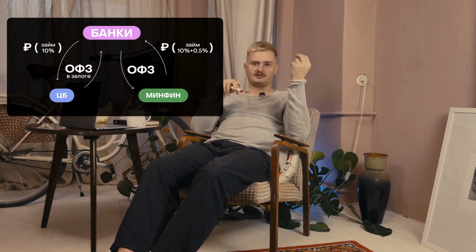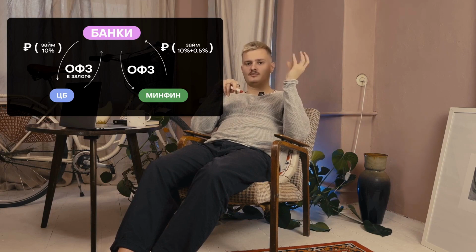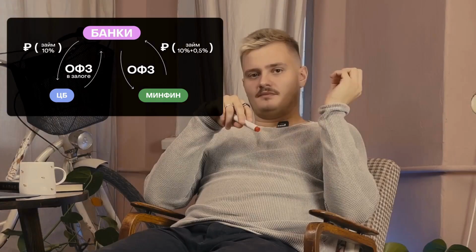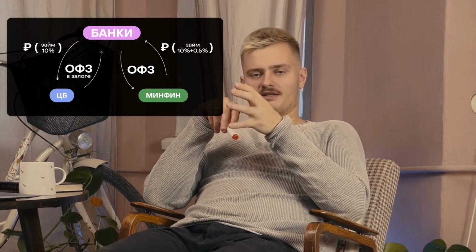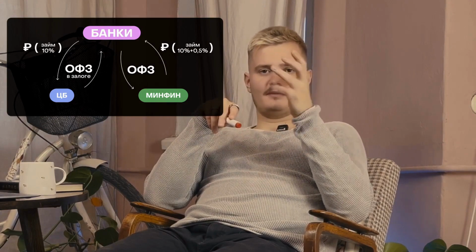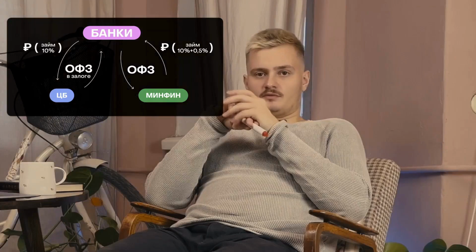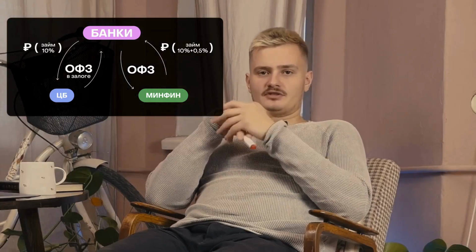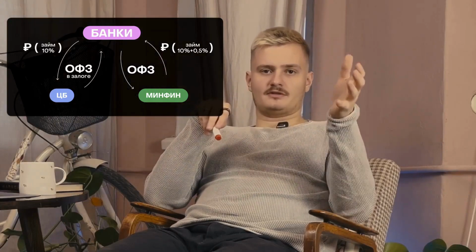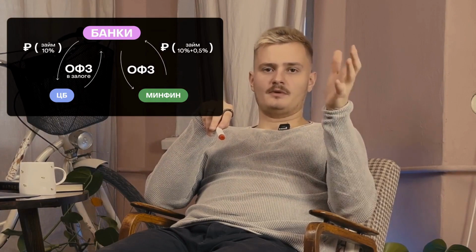The central bank is actually printing them. So this is new money that wasn't previously in the economy. They printed it, they gave it to the banks, and the banks in turn bought these government bonds. So it's for the printed money, basically. What does the bank do next? It takes these same OFZs and puts them in collateral, buys more government bonds.